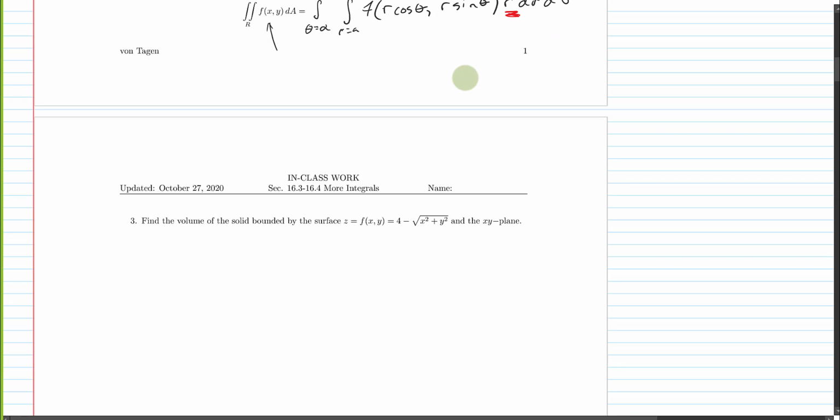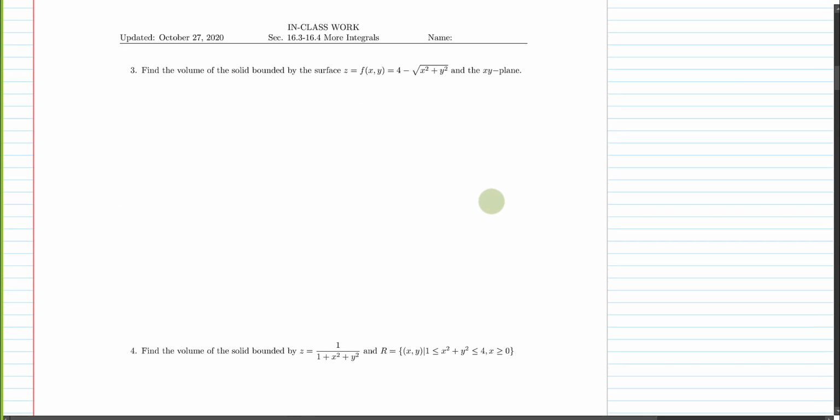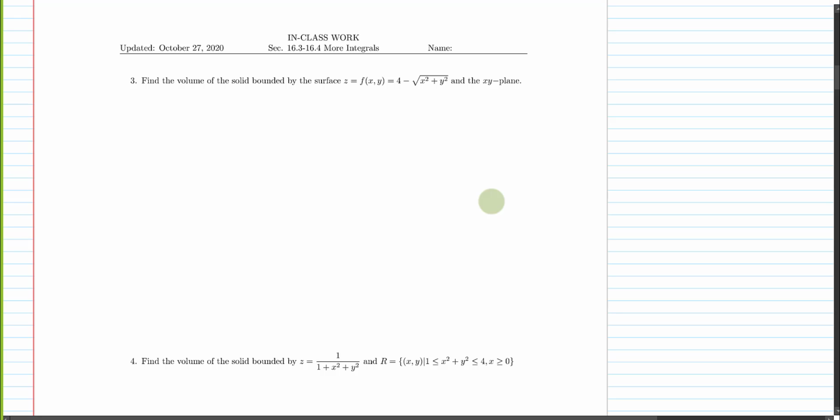Okay, so let's go ahead and work an example now. For number 3, we want to find the volume of the solid bounded by this surface and the xy plane. So we're going to start off in the rectangular coordinate system again, and this is the conical quadric. And if you imagine its shape, it will look something like this.